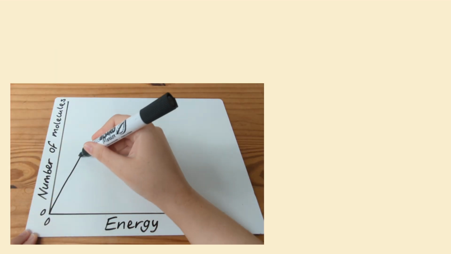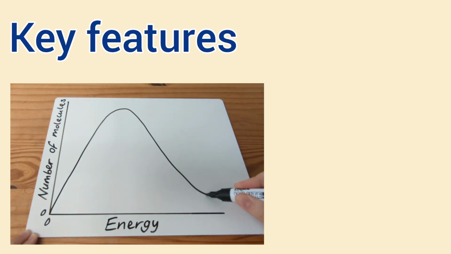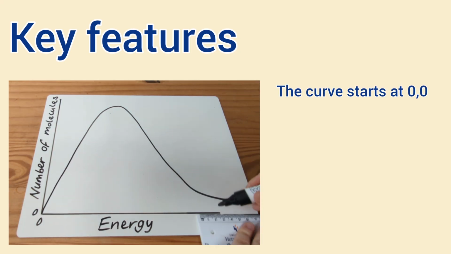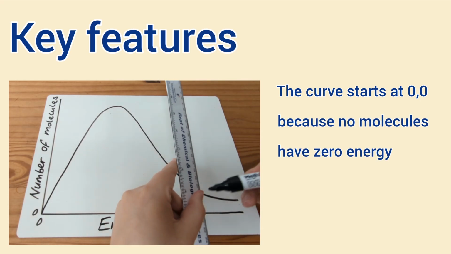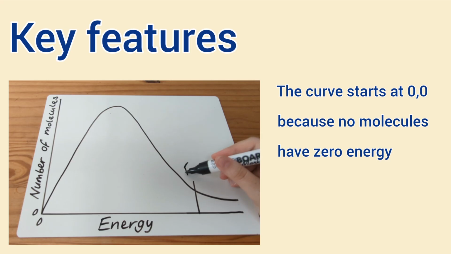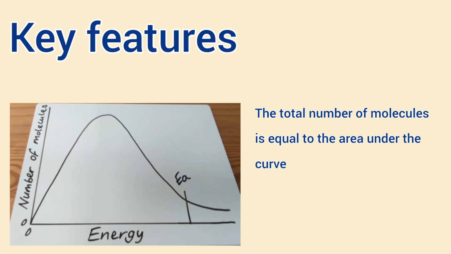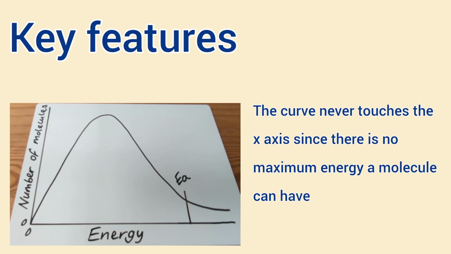There are several key features that we have to be aware of for a Boltzmann distribution. The first is that the curve starts at 0, 0, the origin. This means that no molecules have zero energy. In other words, all molecules have some energy. The next feature is that the total number of molecules is equal to the area under the curve. And the last feature is that the curve never touches the x-axis, since there is no maximum energy a molecule can have.